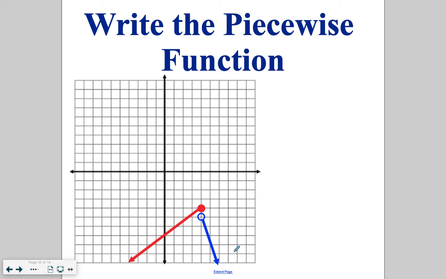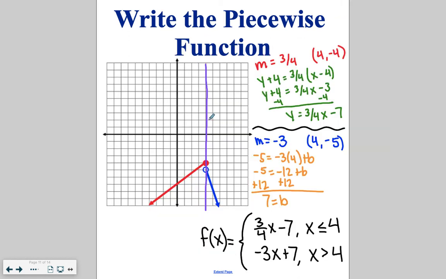So on the red line, our slope is up 3 and over 4, and our point that they give us is (4, -4). Plug that in and solve. You get y equals 3/4 x minus 7. You could have also done slope-intercept if you preferred that.